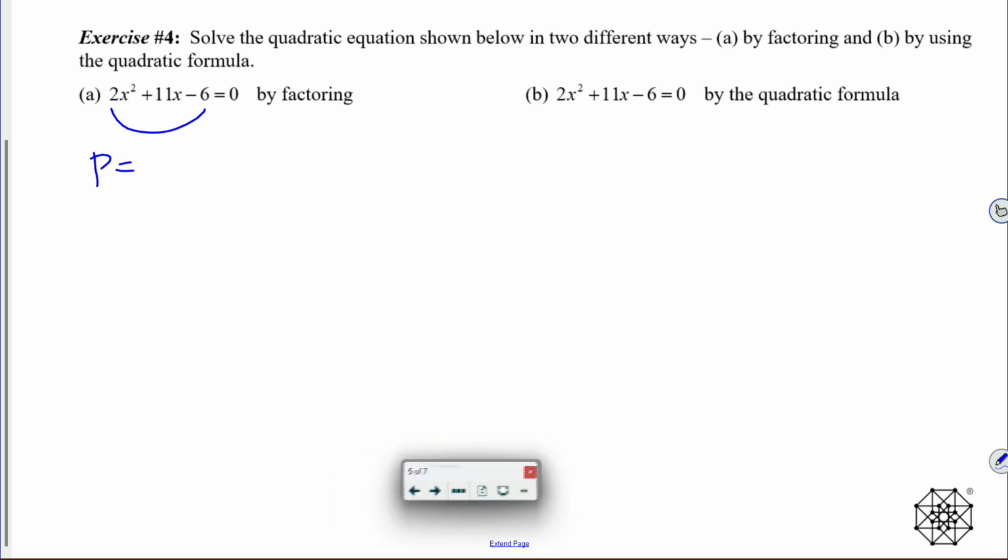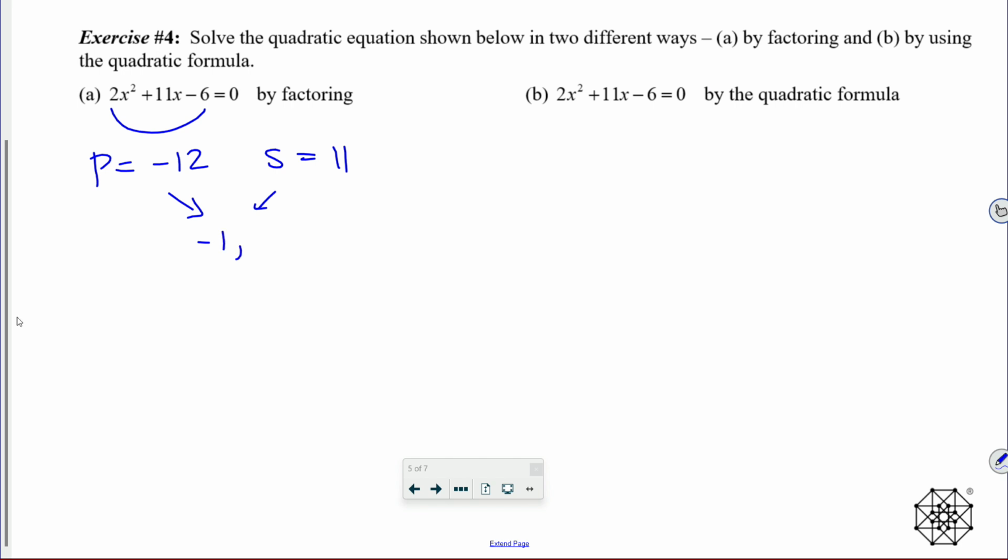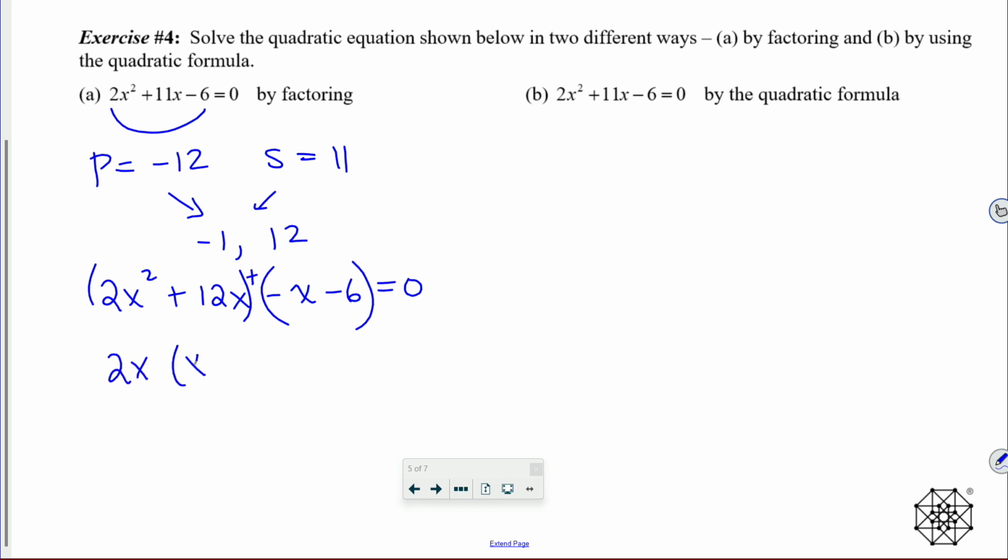We're looking for 2 numbers whose product is equal to negative 12 and whose sum is equal to positive 11. Those 2 numbers are negative 1 and positive 12. They have a sum of positive 11 and a product of negative 12. So now I'm going to rewrite my quadratic as 2x squared plus 12x minus x minus 6 is equal to 0. I'm now going to factor by grouping like this. I'm going to factor a 2x out of the first set of parentheses. I'm going to factor a negative 1 out of the second set of parentheses.